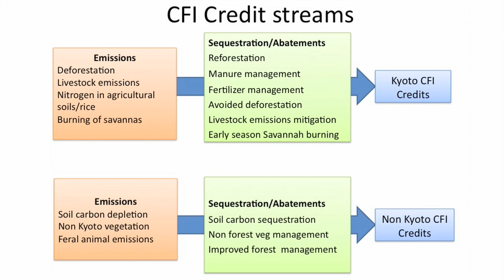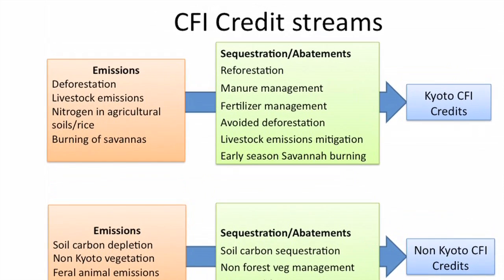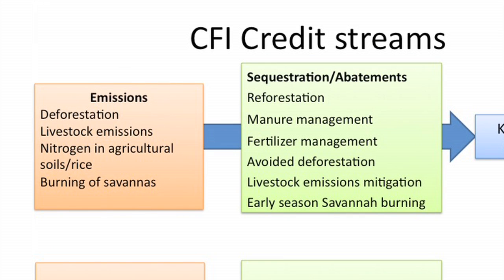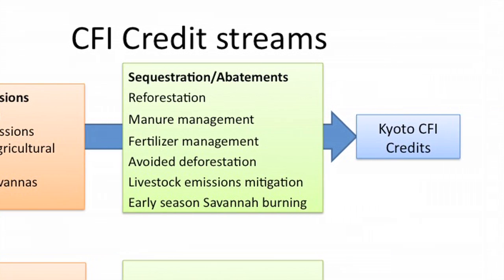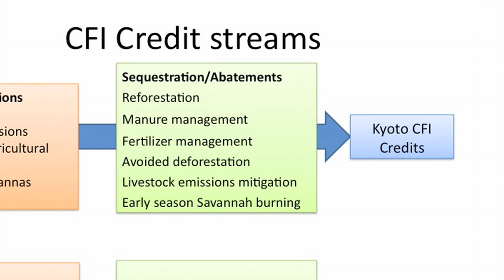And if you have a look at those two far left boxes, you'll see that at the top, we look at things like deforestation, where you're actually reducing the forest extent, livestock emissions, nitrogen in agricultural soils and rice, and burning savannas. Those are emissions that we are actually responsible for. But if you undertake the sequestration abatements such as reforestation, manure management, fertiliser management, etc., you create what's known as Kyoto CFI credits. So they're the ones that are in our international accounts or we're responsible for internationally.